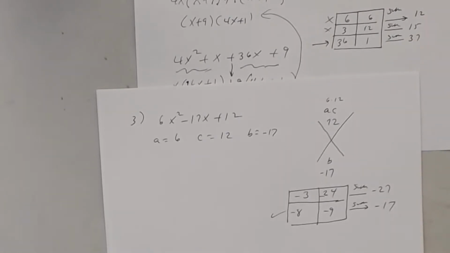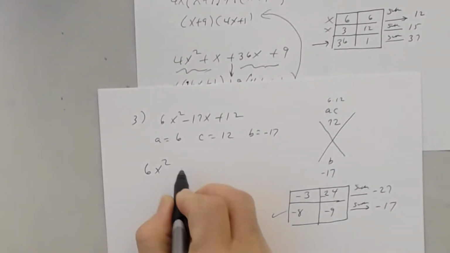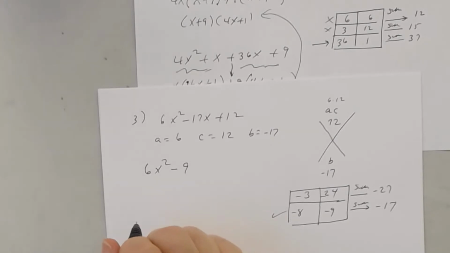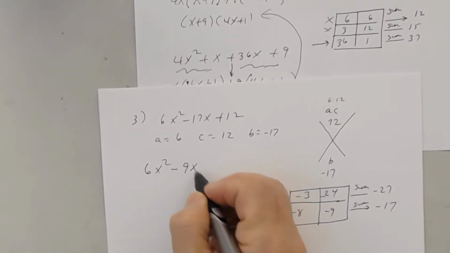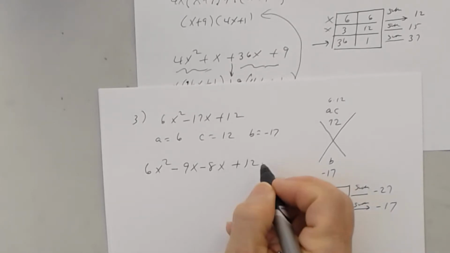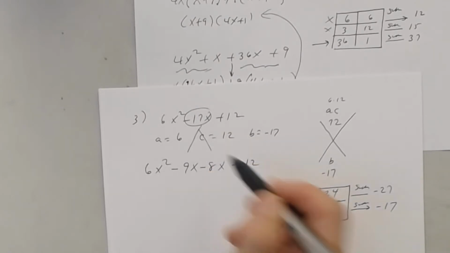So that means I'm going to rewrite the middle term using those two numbers. Okay? So tell me what you would write. 6x squared. Okay, you want to put the 9x? Could someone else have put 8x minus 8x? Does not matter. So minus 9x, what else? Minus 8x and then plus 12. So basically you rewrote the middle term using those two terms here.